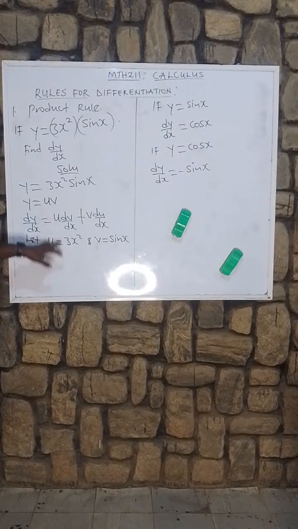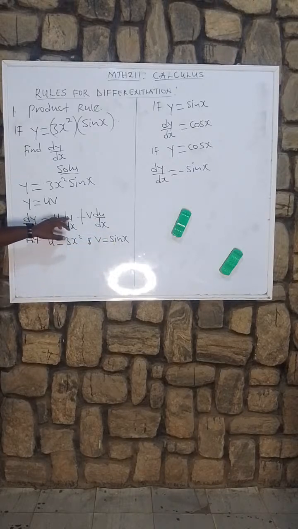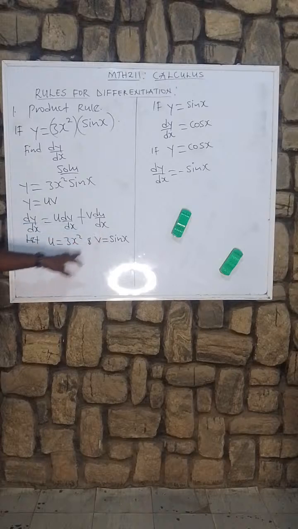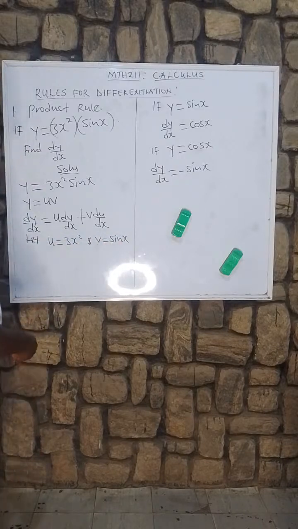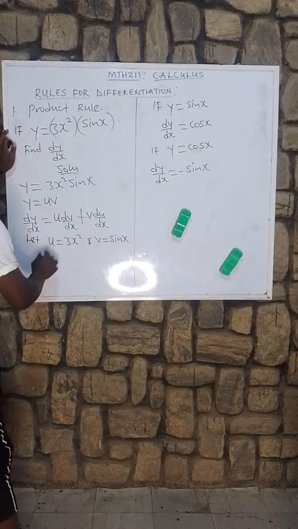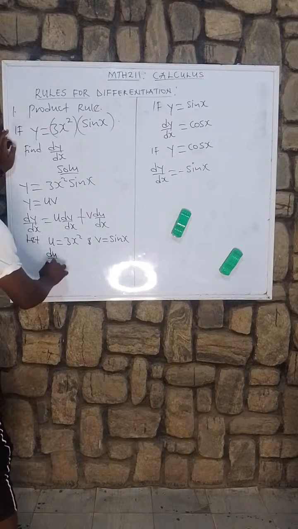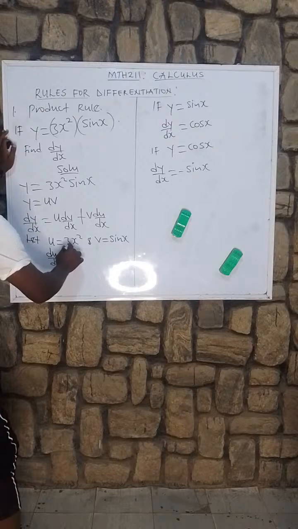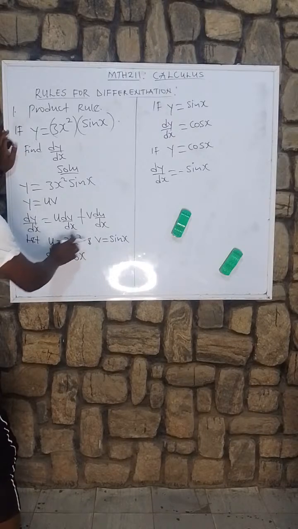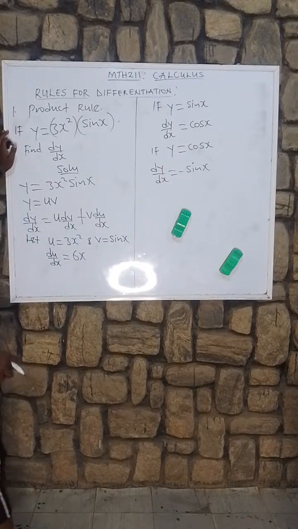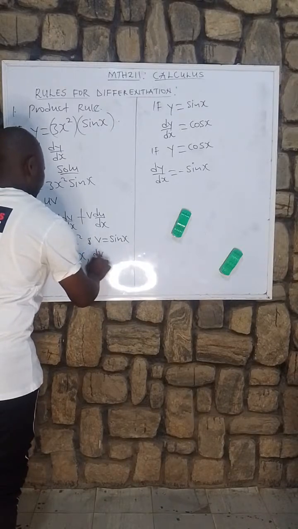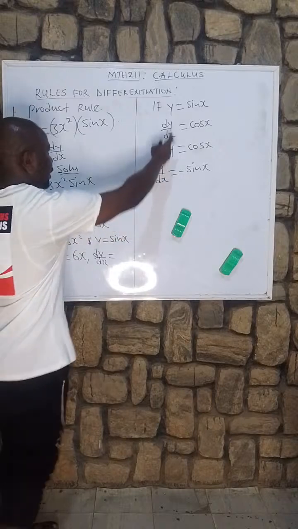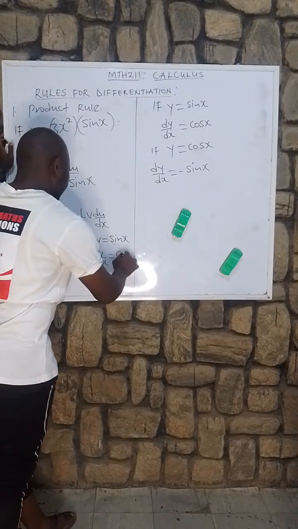Look at the formula now. You have your ordinary u as 3x squared and your ordinary v as sine x. What is left is dv over dx and du over dx, so you differentiate these functions respectively with respect to x. Our du over dx is 6x, because 2 times 3, then x raised to power 1, which is not necessary. And dv over dx is cos x.